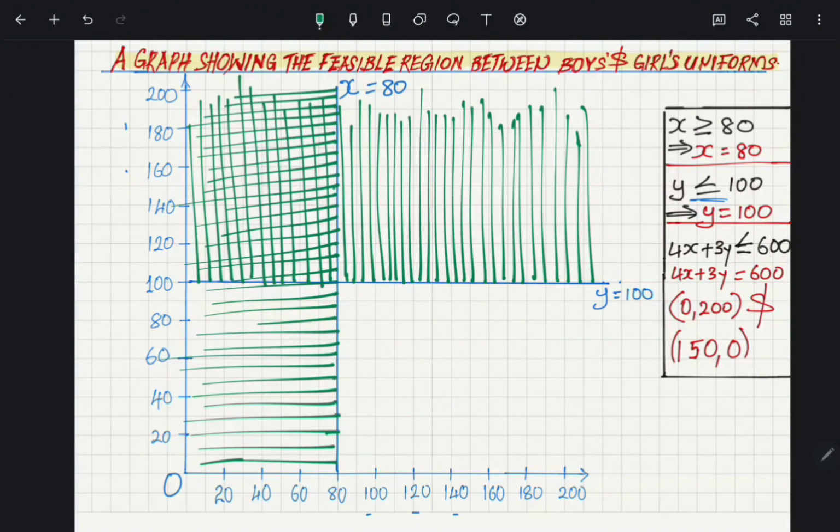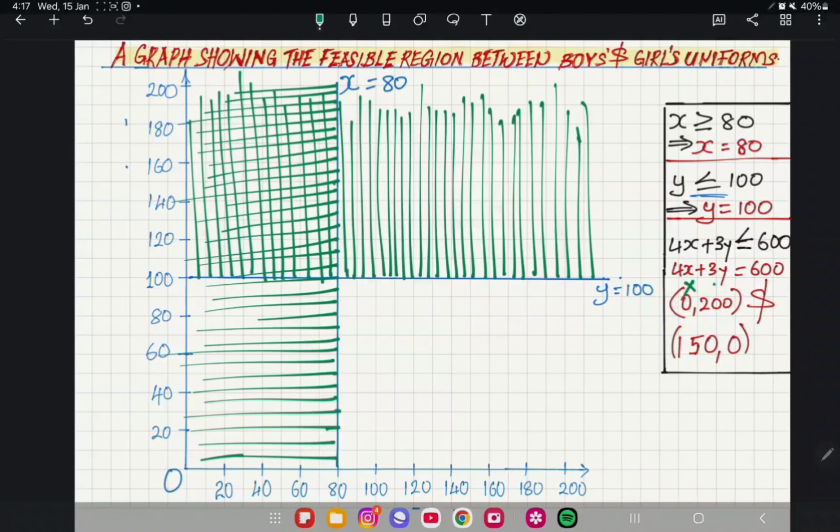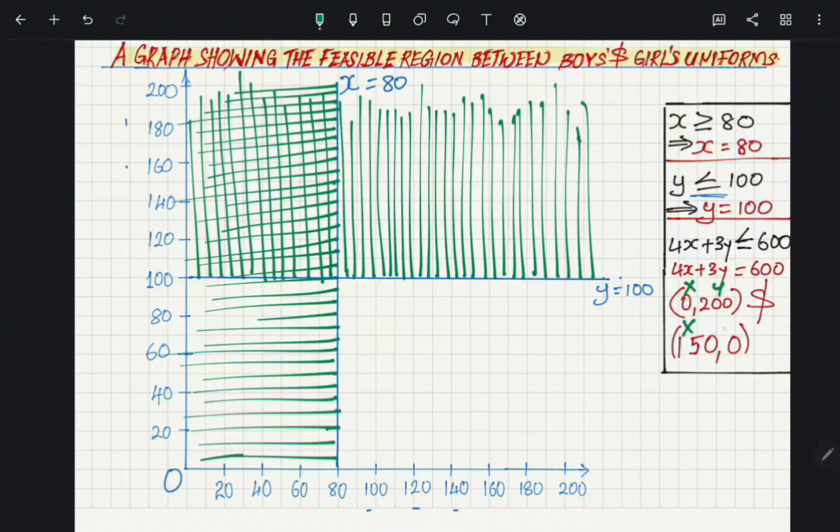Now our next line is 4x plus 3y is equal to 600. But remember, I've given you here the points that we are supposed to plot so that we can come up with that line. We have the points (0, 200) and (150, 0). So we have 0 on the x-axis and 200 on the y-axis. This one here is x, this is y, and then this one also here is x and this is y. So we have 150 on the x-axis, and 0 on the y-axis. So let us draw those lines, and then we also shade the unwanted region.